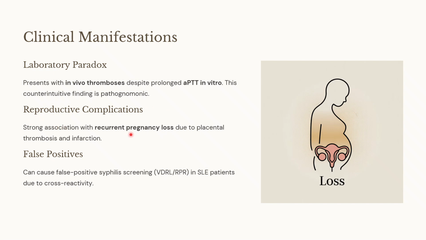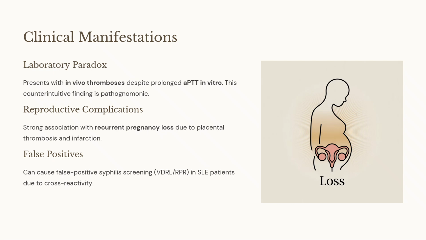There is a strong association with recurrent pregnancy loss due to placental thrombosis and infarction. It can also cause false positive syphilis screening, that is a false positive VDRL or RPR test, in SLE patients. Why? This is because in VDRL or RPR, the cardiolipin antigen is used in the diagnostic testing. In APLA patients, there is anti-cardiolipin antibody.